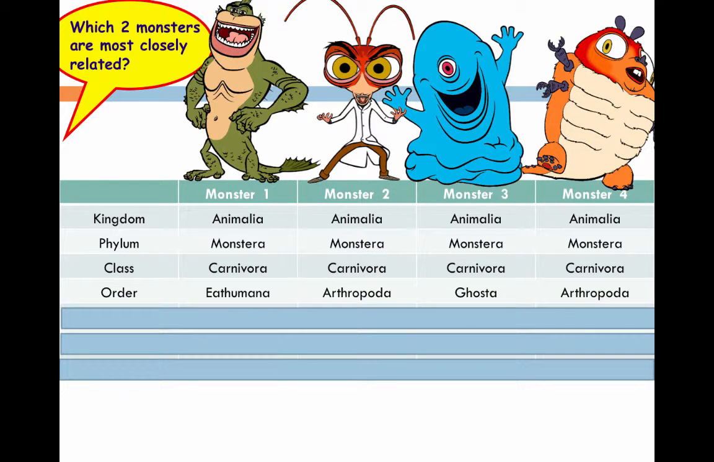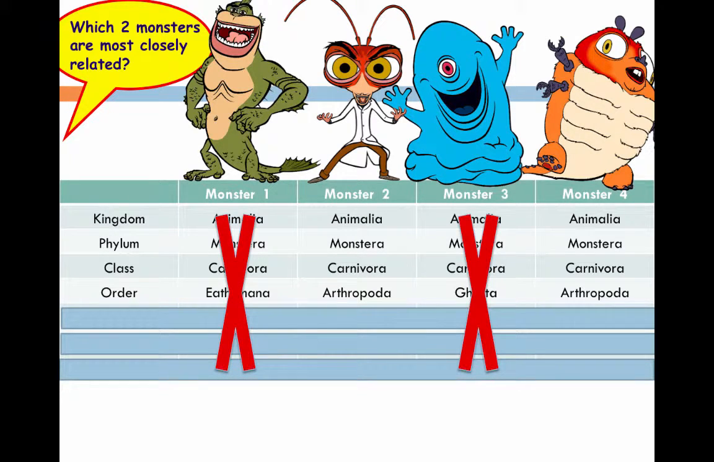If we get a little more specific, notice Monster 1 is part of the order Humana. I made that up. Monster 2 is Arthropoda, Monster 3 is Ghosta, and Monster 4 is Arthropoda. Now we can figure out which two are most similar. Well, we're going to get rid of Monster 1 and 3 because they are part of different orders. Only Monster 2 and 4 are part of the same order.